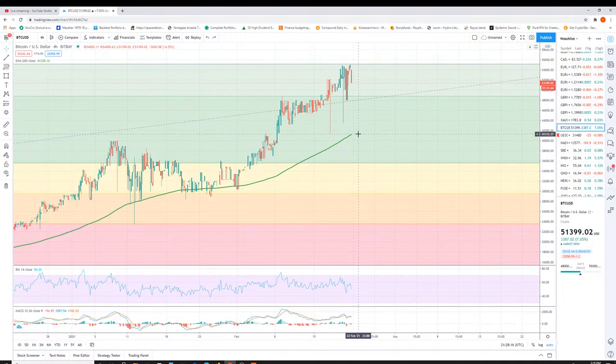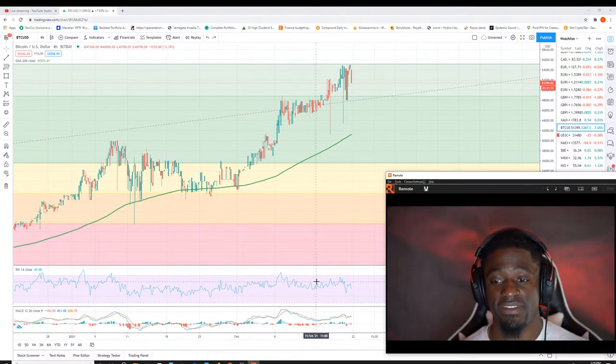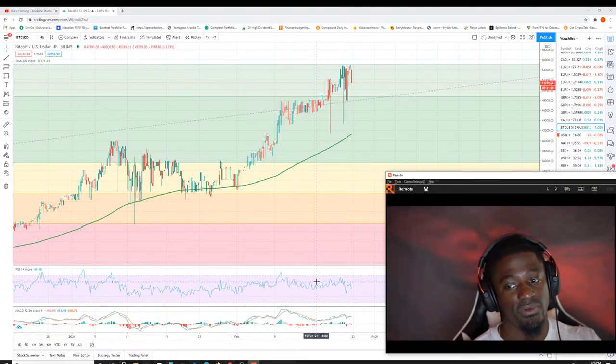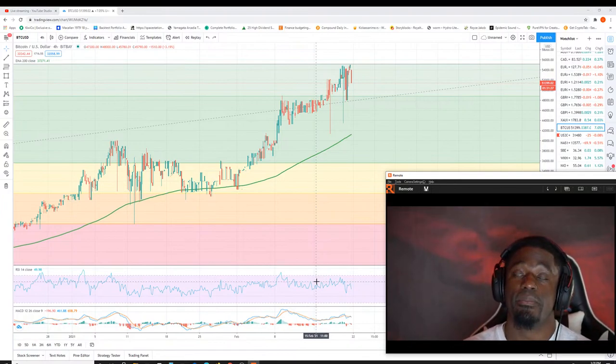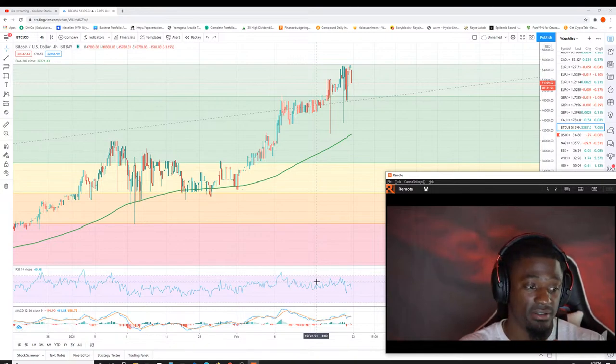But eventually, I mean, the green line is going to continue to move up. So Bitcoin could pull back to around $47,000. But due to the halving, I think that Bitcoin is going to reach an all-time high around mid-September because of the halving. If you guys don't know what the halving is, I have a post.